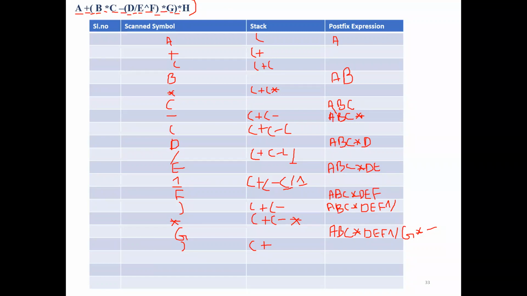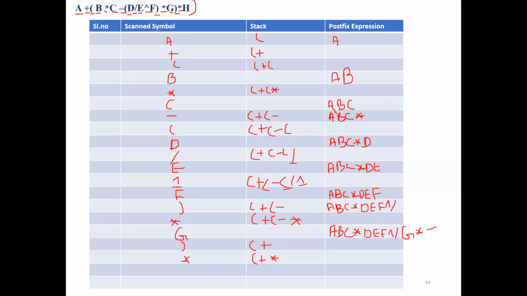What is the next thing? The next symbol is a multiplication operator. You know that the incoming operator is multiplication, and on top of the stack we have an addition operator. So multiplication has more precedence. So what will you be doing? Pushing the incoming operator. We will be pushing it onto the stack. So multiplication will be on top of the stack now.